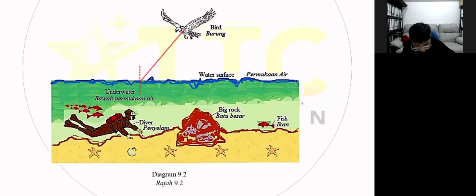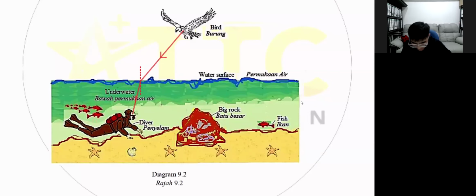which we call the normal line. Remember that time? When do you need to draw a normal line? That time I told you last year, you have to draw the normal line whenever the light enters another optical medium, for example from one medium to the next medium. Like in this diagram, the light travels from the air into the water, right? So you have to draw a dotted line.